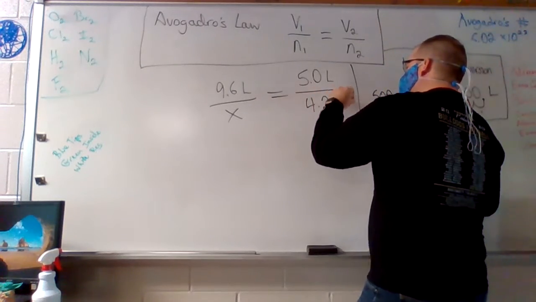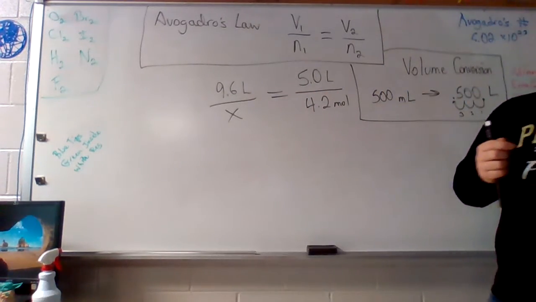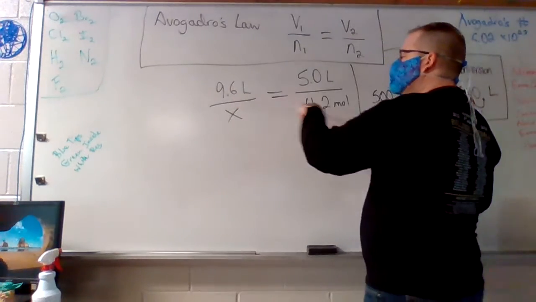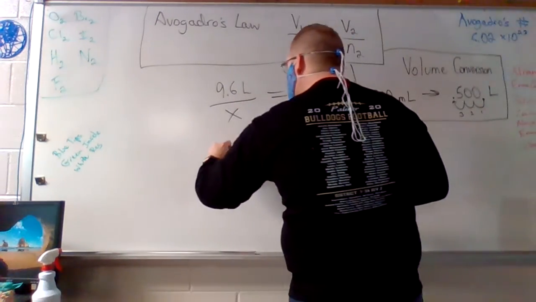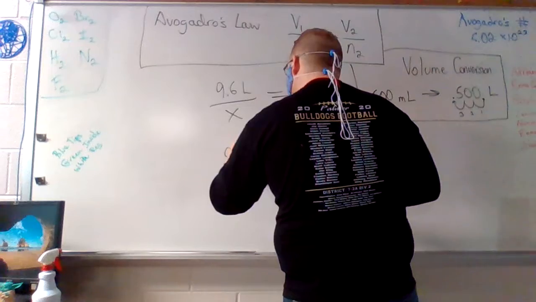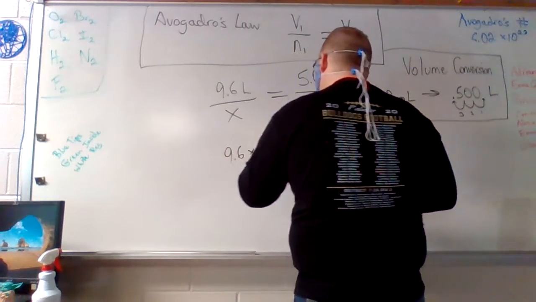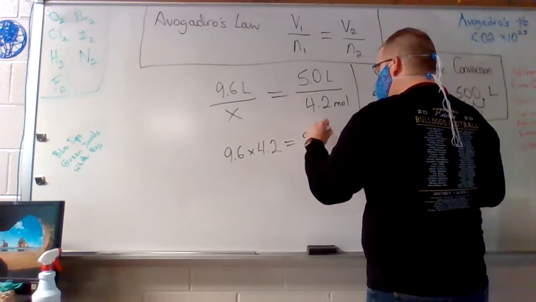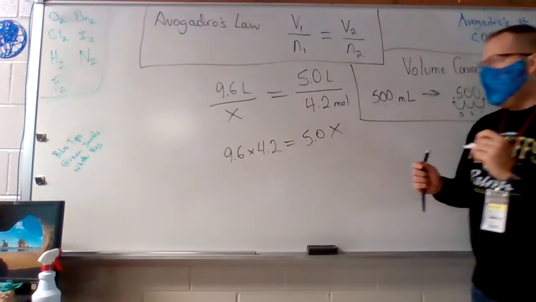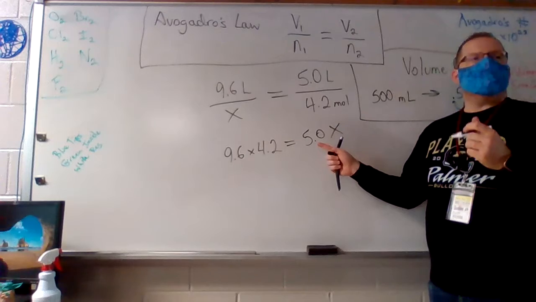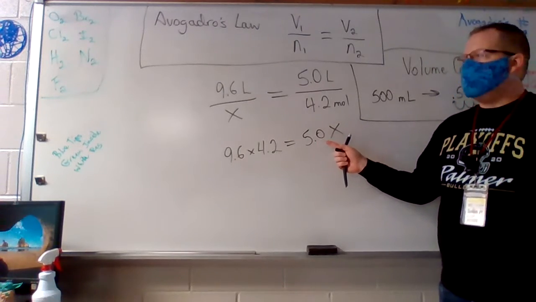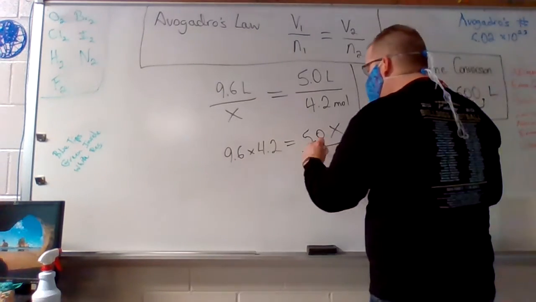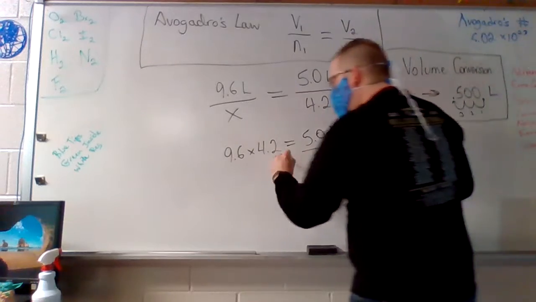And now I just need to cross multiply. So what I'm going to multiply is the 9.6 and the 4.2. So 9.6 times 4.2 is equal to the other two multiplied together, 5.0x. Now for this one, I just want to get the x by itself. That's what I'm trying to solve for. I'm going to divide by 5.0 on both sides.